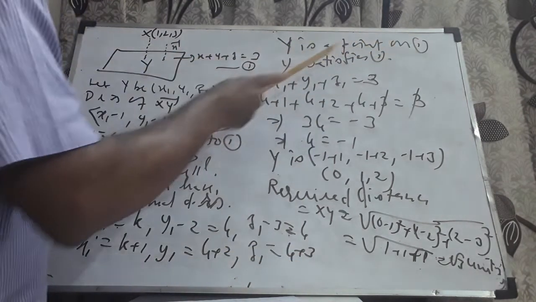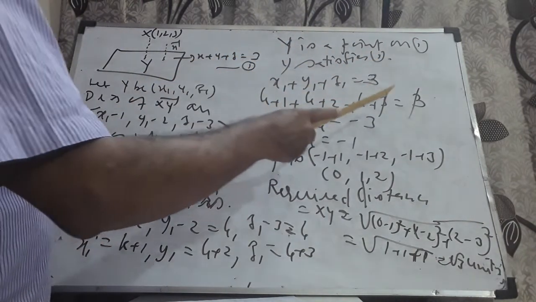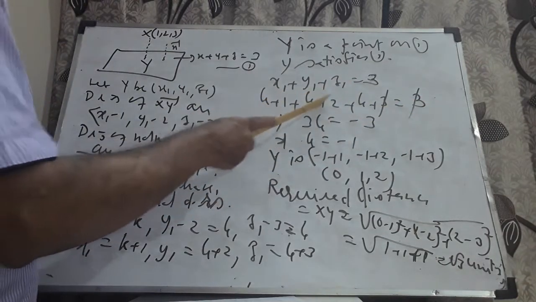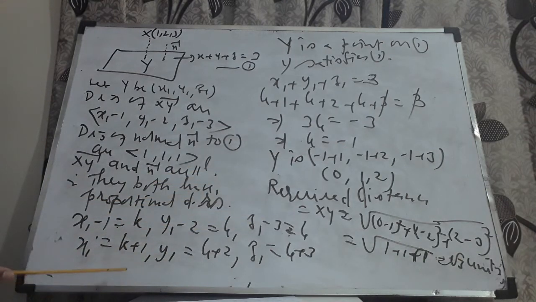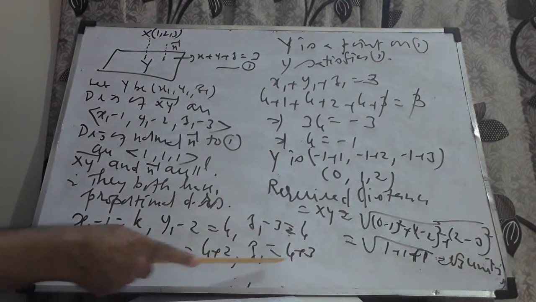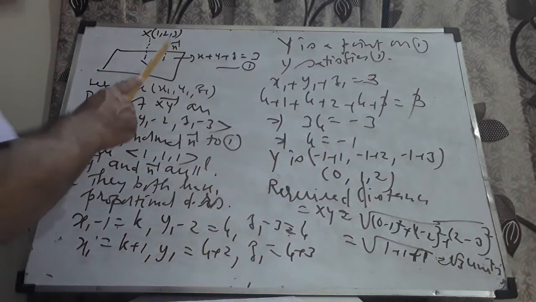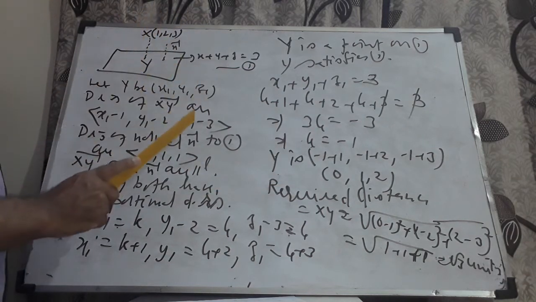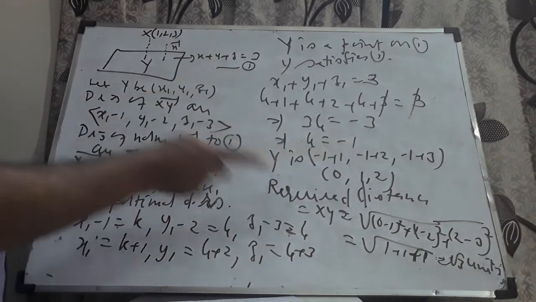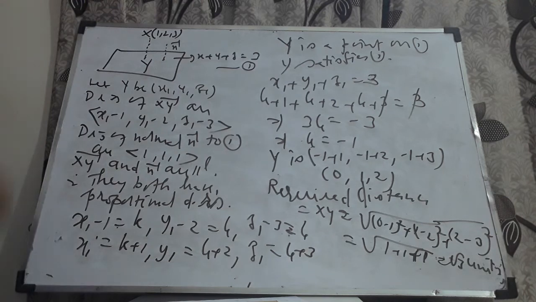Y is a point on the plane, therefore Y satisfies it. x1 plus y1 plus z1 equal to 3. k plus 1 plus k plus 2 plus k plus 3 is equal to 3. Therefore 3k is equal to minus 3. k is minus 1. Point Y now becomes minus 1 plus 1, minus 1 plus 2, minus 1 plus 3, that is (0, 1, 2). Now the required distance will be the distance between the two boys, that is XY. 0 minus 1 whole square plus 1 minus 2 whole square plus 2 minus 3 the whole square. That is 1 plus 1 plus 1, root 3 units. Therefore the distance between the boys now happens to be root 3 units.